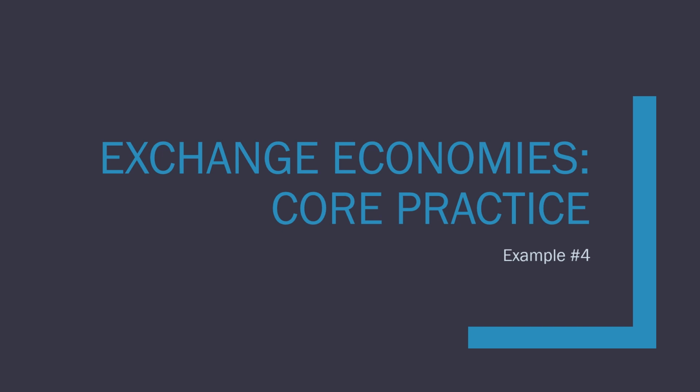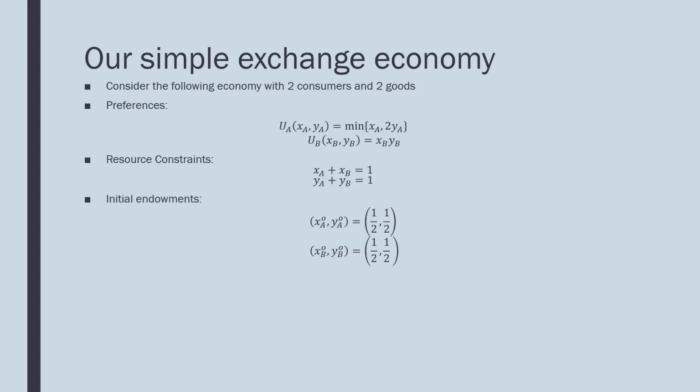Hey guys, this is example 4 on solving for the core of an exchange economy. Let's go. So again, we're going to be considering the same 2 by 2 setup. This time preferences are going to be perfect complements, where our consumer A is going to be consuming the minimum between XA and 2YA. And consumer B is going to have these multiplicative preferences.